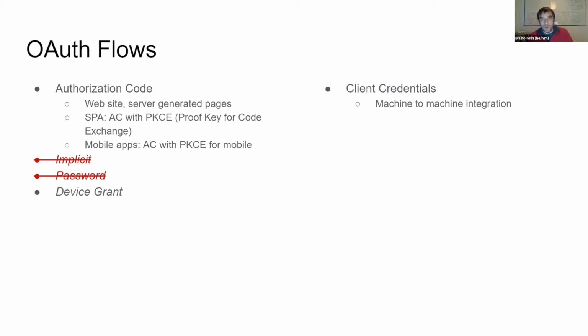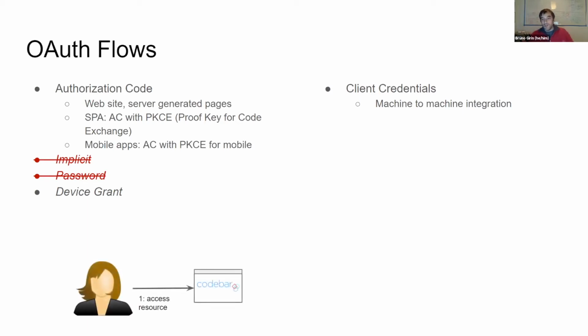There's another one you may want to know, which is the client credentials flow, which is used for machine-to-machine integration. So if your backend needs to have access to another resource that is protected by OAuth, that's what you would use. The implicit and password flows have been deprecated, so ignore them. The device flow is designed for devices that do not have a web browser and possibly no UI at all. So that would be your IoT devices. So how does it work?